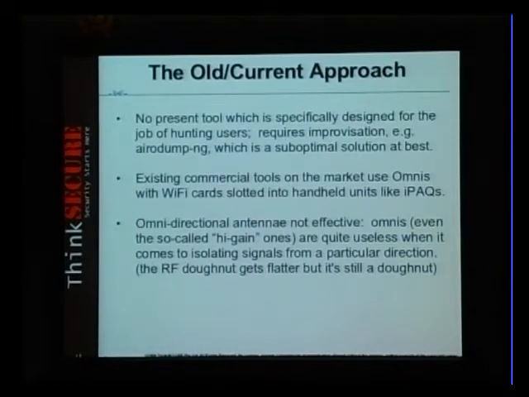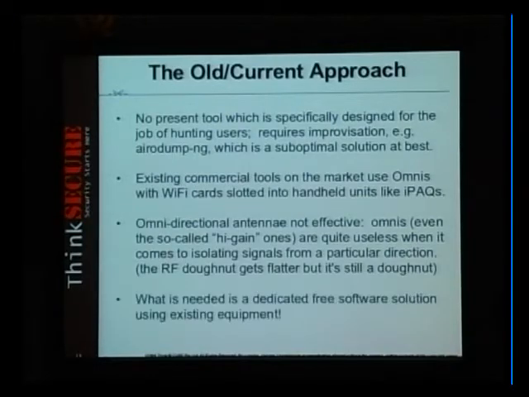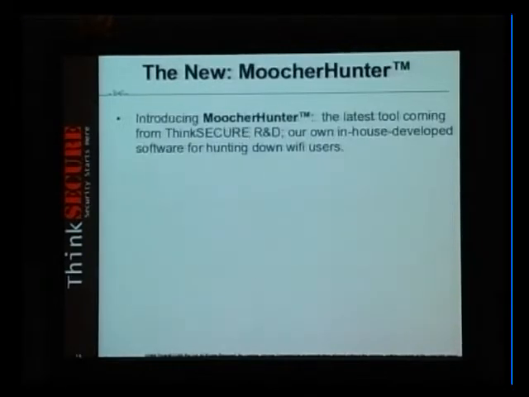So in this case, the so-called RF donut, i.e. that pattern of RF receptivity and emissions, it may get flatter if it's high gain, you know, omnidirectional, but it is still a donut, all right? What you really need is some solution which is, number one, free, from the point of view of software, and which can use existing equipment, such as your laptop, your wireless card, or any other directional antenna that you have out there. So this leads us to the point of the presentation today, Moocher Hunter.